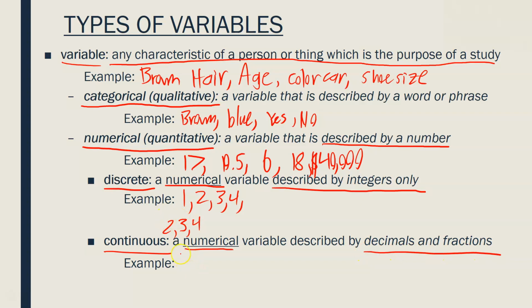So like the amount of money that I make in a year could be like $40,000 and 72 cents after taxes, or something like that. Or maybe I'm concerned with how much people weigh. You could weigh like 180.7 pounds. Or if I'm talking about the temperature, I could be like 70.5 degrees Fahrenheit. A continuous variable can be written as a decimal or a fraction. Discrete variables are only described by integers.